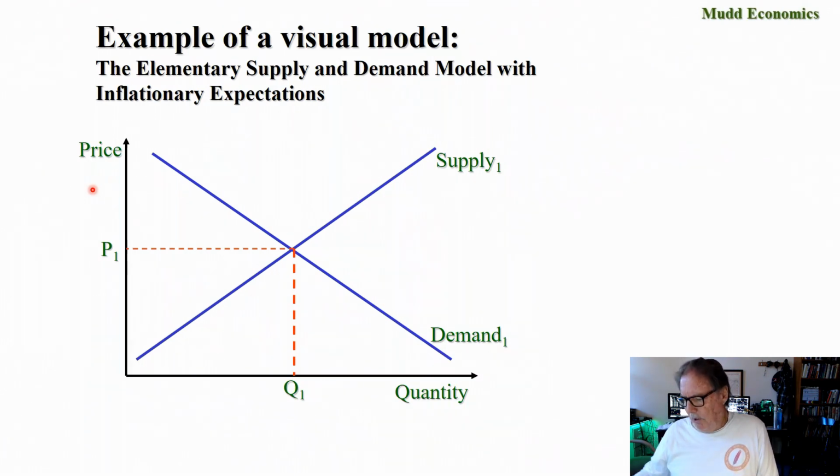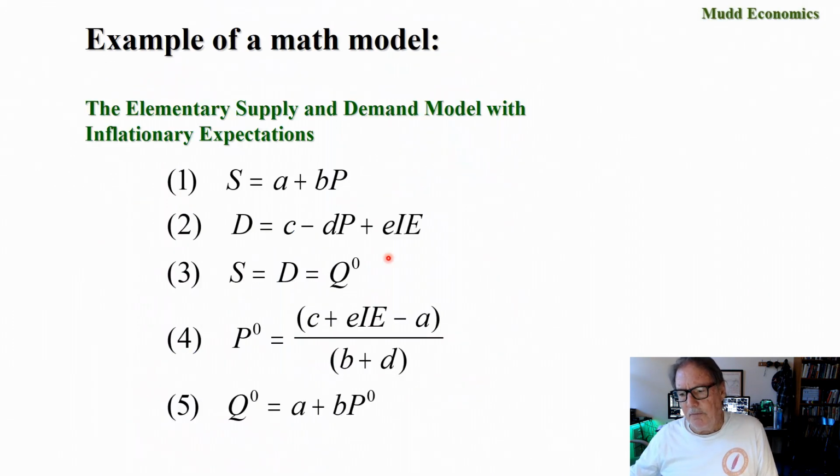Now, a math model that might be used to underlie this is this sort of elementary supply and demand model that has a new element called inflationary expectations. And I have that here just to show you that these models can be made as sophisticated as you want them to be. When we look at this, you can see that these are linear equations, and that results in the linear mapping we saw on the previous slide. But these don't have to be linear. They can be log linear or nonlinear in some other way.